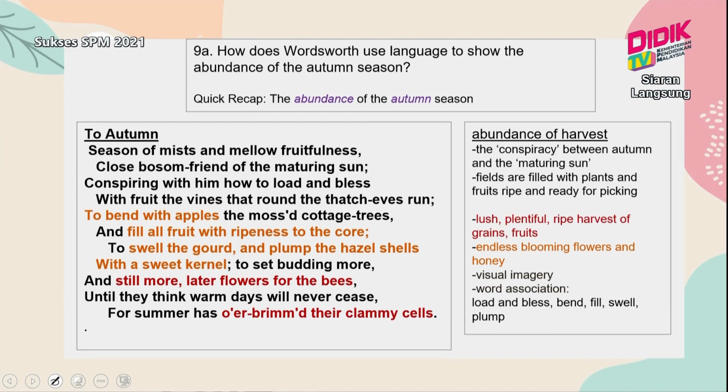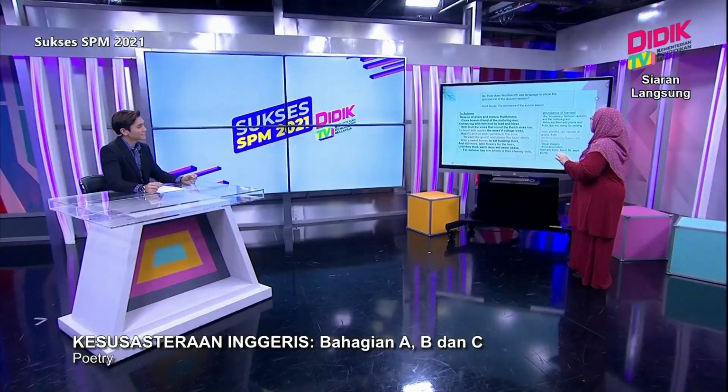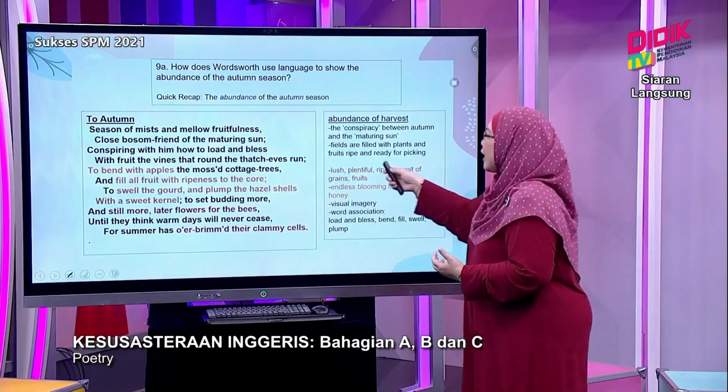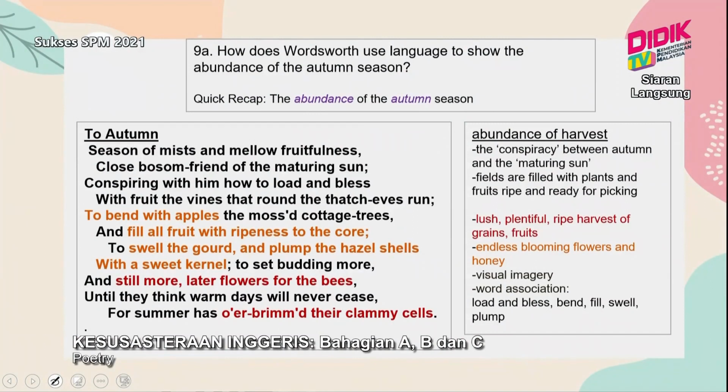Where is that? All right, I'm going to test Hanif now and ask him if any words catch his eye where harvest is concerned. I could see, it says that, "and fill all fruit with ripeness to the core." Would that be an appropriate answer? An appropriate textual evidence. Thank you so much. So when you're looking at abundance of harvest, the fact that during the autumn season, everything is lush and in abundance, you're going to look at obviously these verbs, all right? Your load and bless, your bend, your fill, your swell, your plump, your later flowers, and then your clammy cells. All these already strengthening your idea about the abundance of harvest as seen in the autumn season.